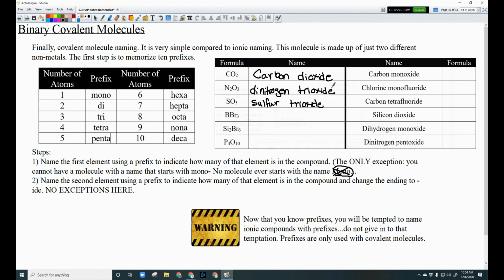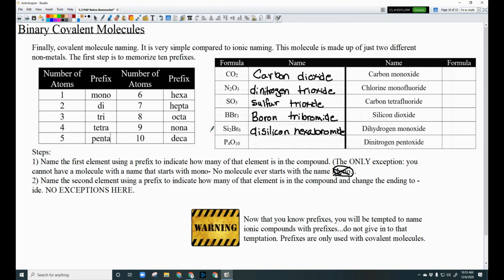So see, this is a lot easier. All right, so boron, monoboron. We don't start with mono, so boron. 3 bromine, tribromine, bromide, tribromide. Okay. Silicon, there's 2 silicons, so this is disilicon. Remember, don't change the name of the first one. And this is 6 bromine, so it's hexabromide.